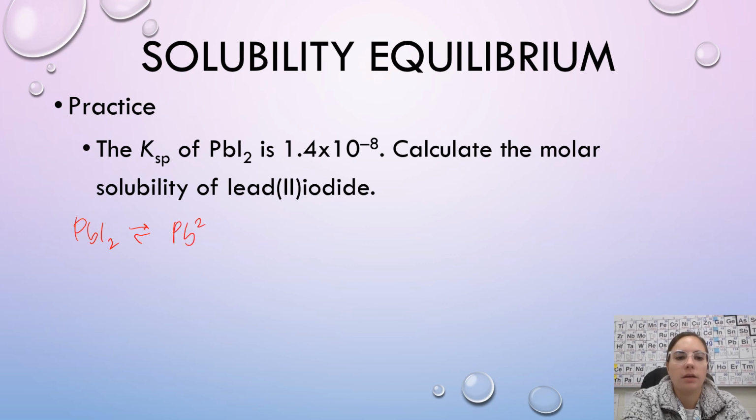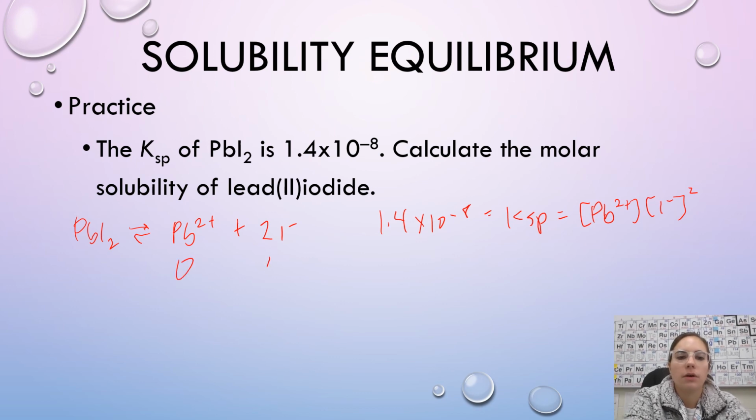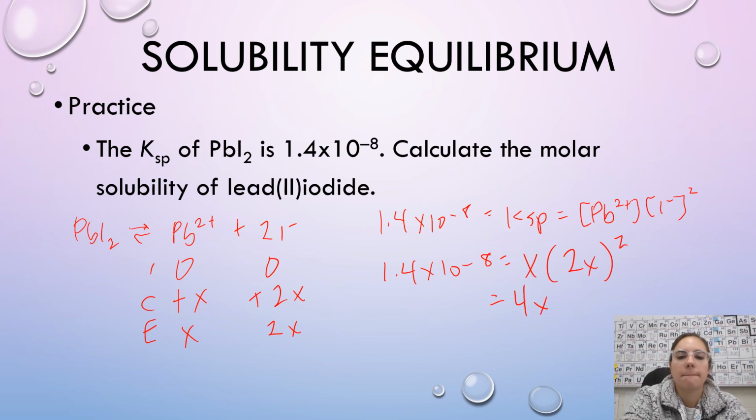Okay, lead(II) iodide, so 1.4 times 10 to the negative 8 is equal to the Ksp, which is equal to lead times iodide squared. So 0, 0, plus x, plus 2x, x and 2x. I'm going to plug those in. And x equals 1.5 times 10 to the negative 3, which is the molar solubility, which is what my question asked me for.